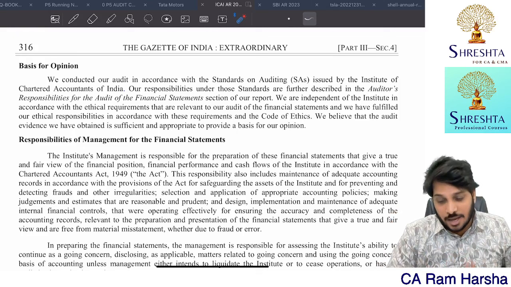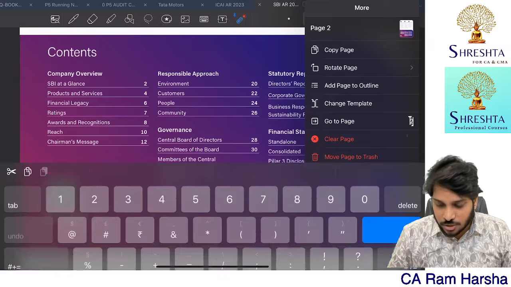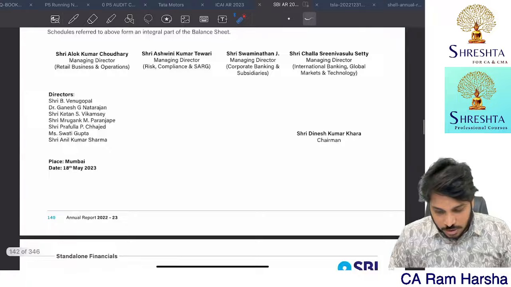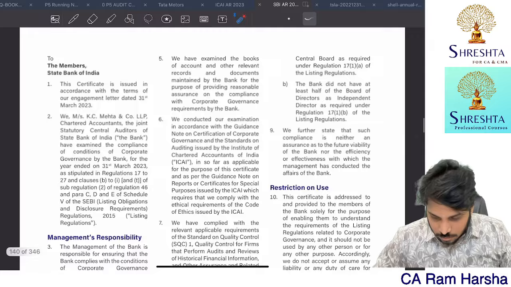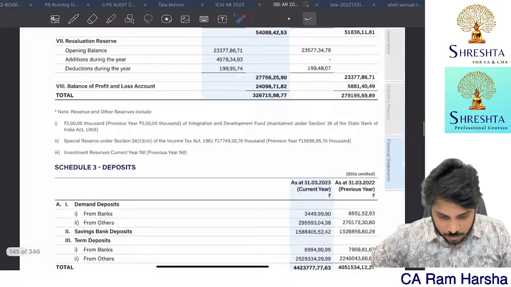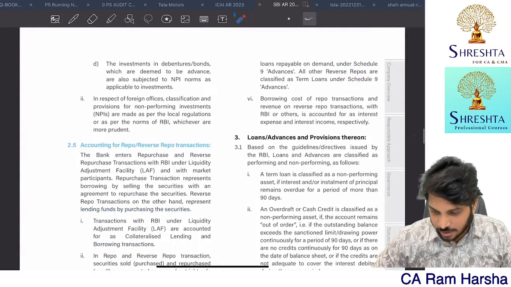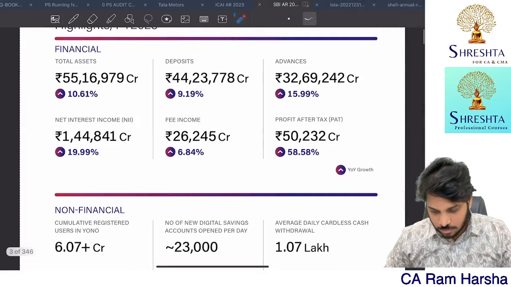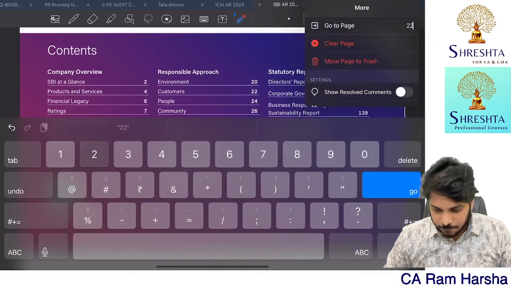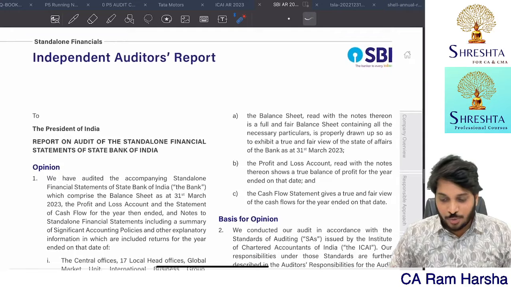And this is SBI. And I will show you the SBI annual auditor's report. I'll straight away go to the auditor's report. Just a minute. I think at the end of the financials they might be having that. Yeah. So this is the auditor's report for State Bank of India.